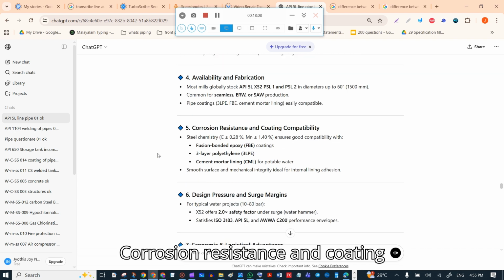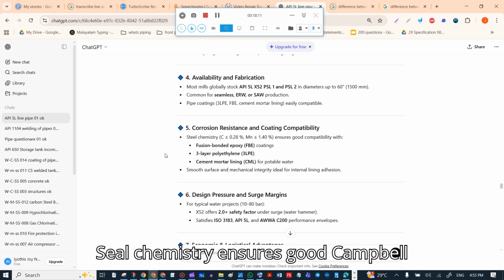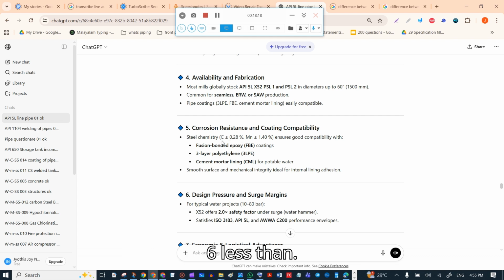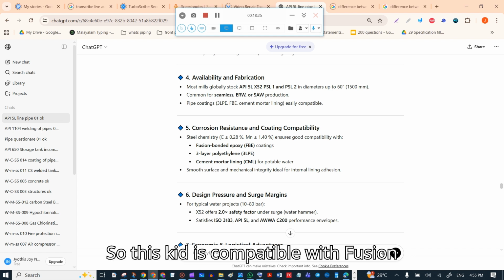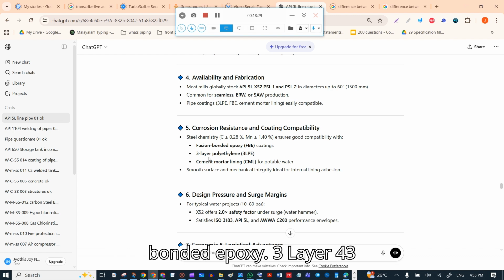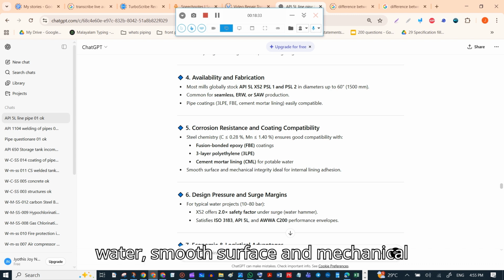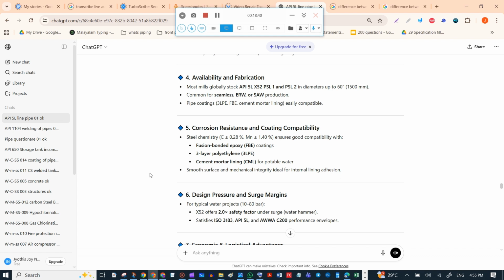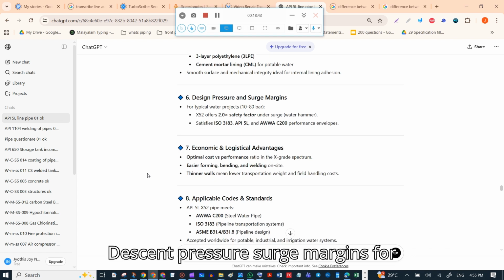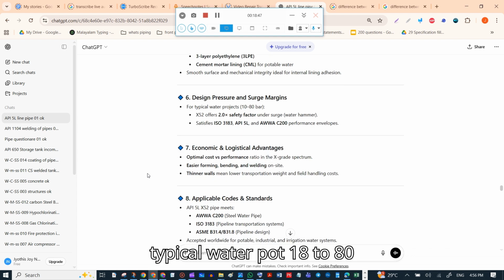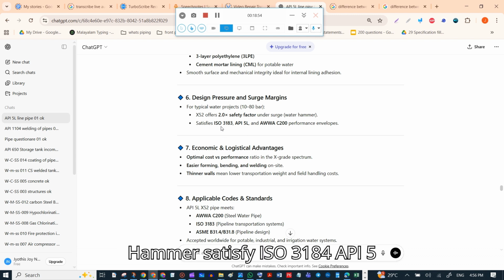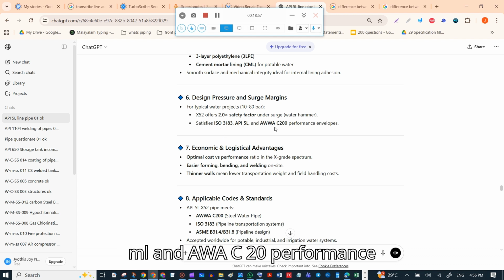Corrosion resistance and coating compatibility. Steel chemistry ensures good compatibility, with carbon less than 0.28% and manganese less than 1.4%. So this is compatible with fusion bonded epoxy, 3-layer polyethylene, and cement mortar lining for potable water. Smooth surface and mechanical integrity are ideal for internal lining adhesion. Design pressure and surge margins: for typical waterlines of 10 to 80 bar, X52 offers a factor of safety of 2 under surge, water hammer, satisfying ISO 3183, API 5L and AWWA C200 performance envelopes.